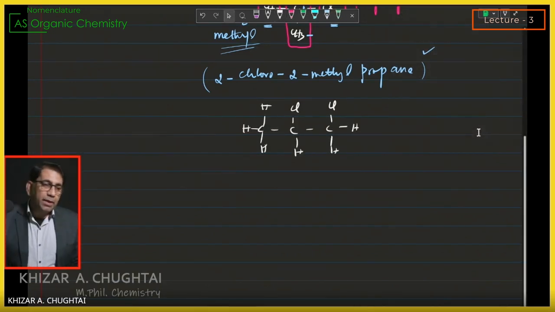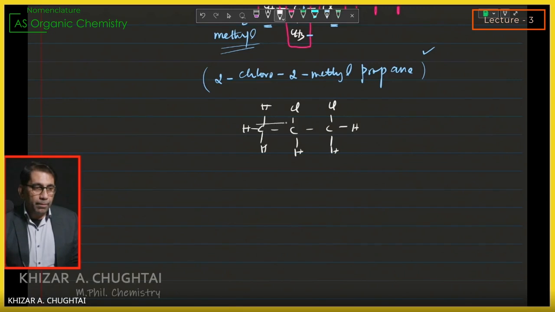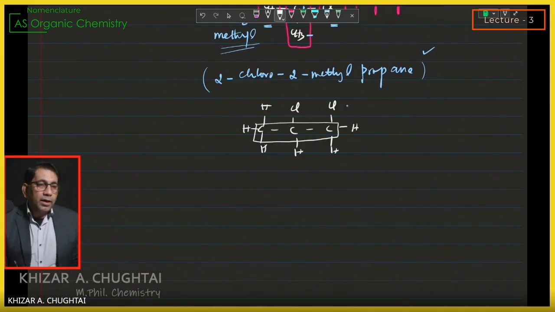What is the name of this compound? First of all, you will mark the longest chain. How many carbons are there? Three carbons are there. Now the next step is to mark the numbering. From where to start numbering, from the right hand side or from the left hand side? If I mark numbering from right to left, it's carbon number one, carbon number two, carbon number three.